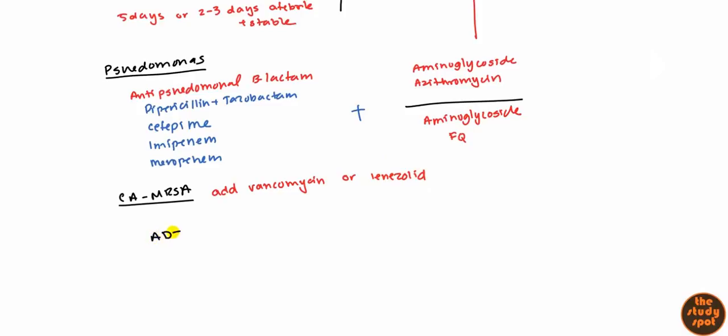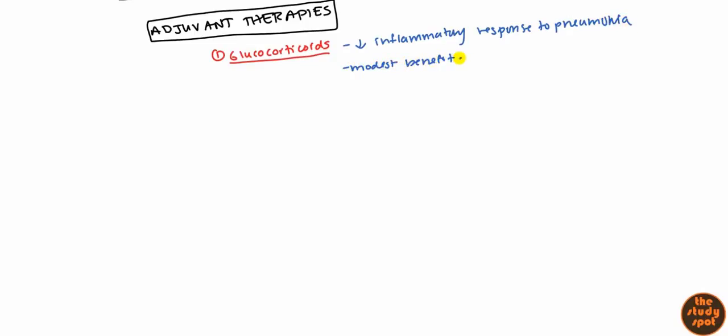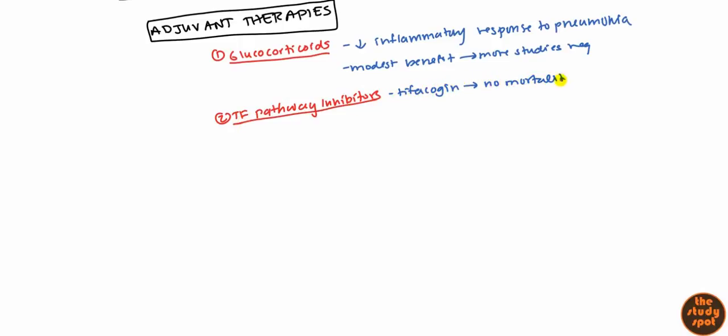Now, there are some adjuvant therapies that I do just want to mention real quick. The first is going to be glucocorticoids. So many doctors do use glucocorticoids, and the idea is you want to decrease the inflammatory response to the pneumonia. This has, at best, a modest benefit, but more studies are required to see if it's worth giving. Now, there are the TF pathway inhibitors. This is a drug called tifacogin. Currently, studies don't show any mortality benefit, so that's on hold there.